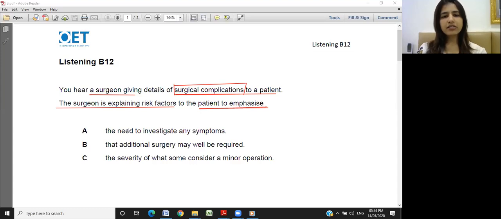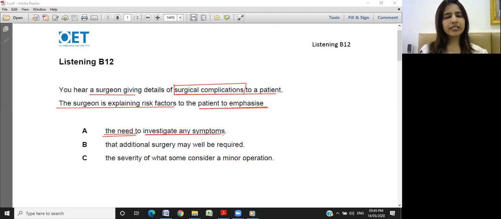Now let us look at the answer choices and let us try and identify what is the difference between the answer choices and how those three answer choices are different from each other. So here also it says the need to, okay? The need to investigate any symptoms. What kind of sentences do you predict here if this is the correct answer? The need to investigate any symptoms. How the surgeon will be telling this thing to the patient. Can you imagine a phrase or a sentence?